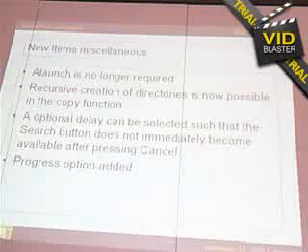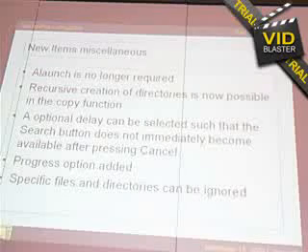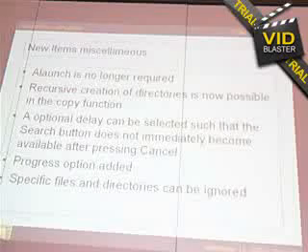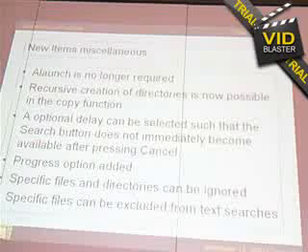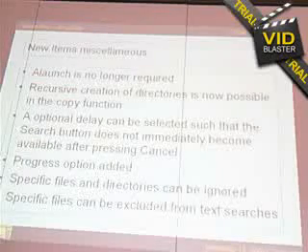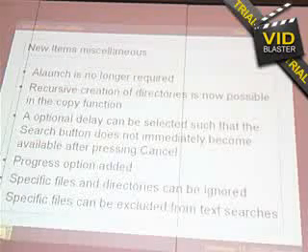A couple of progress options have been added. Specific files and directories can be ignored. You might want to ignore, for example, the cache. You might want to ignore specific files. Say, I don't want to look in there. You might say, if I'm doing a text search, I'm looking for a string, I don't want to look at bitmaps. Or I don't want to look at JPEG files. So you can give a list.